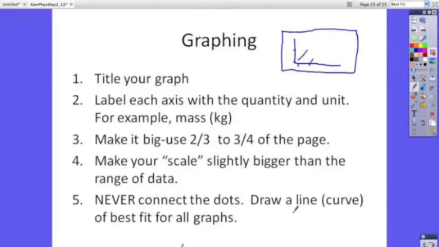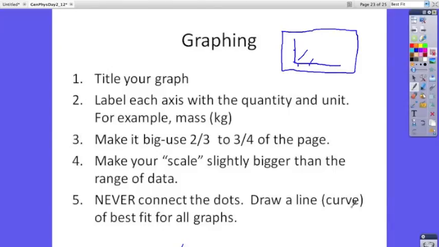Never, ever, ever connect the dots on a graph. Now you do in math, because when you graph in math, you're graphing a function, and all of the answers that you get when you plug things into your function are by definition on your line or your parabola or your hyperbola or whatever. But in physics, that's not the case. In physics, you have data points, and your data points are not going to make an exact line or an exact parabola, and so you don't connect those dots.